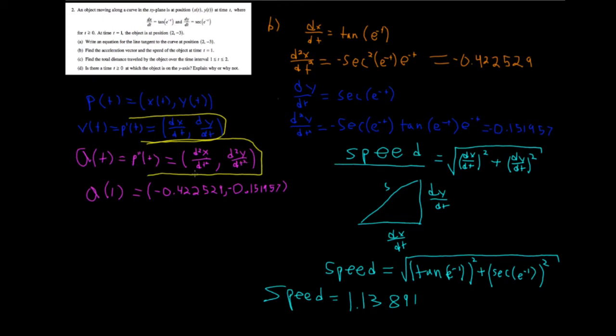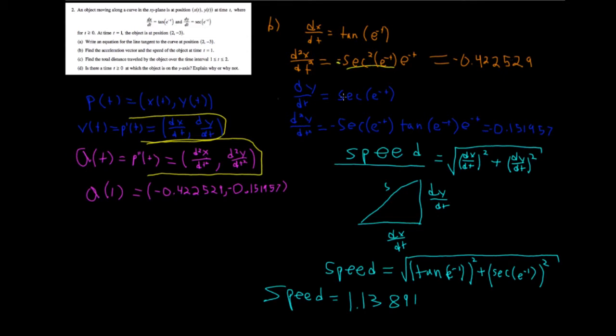So how are we going to find d2x/dt squared and d2y/dt squared is our next question. For this, if you take the derivative of dx/dt, you'll get the second derivative. So if you take the derivative of tangent of e to the negative t, you're going to need to do a chain rule. The first part is going to be secant squared of e to the negative t, and then the second part is going to be negative e to the negative t, but just for notation, we're going to put the negative out here in the front.